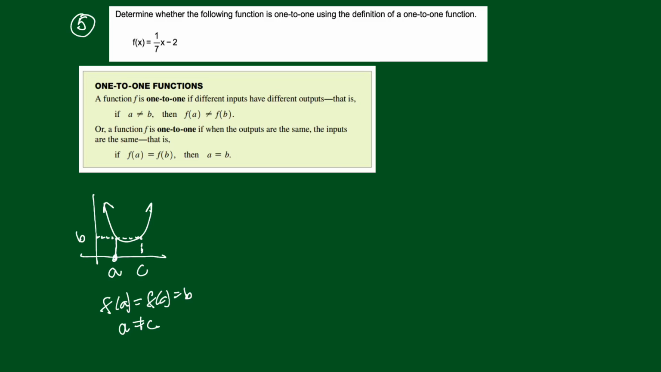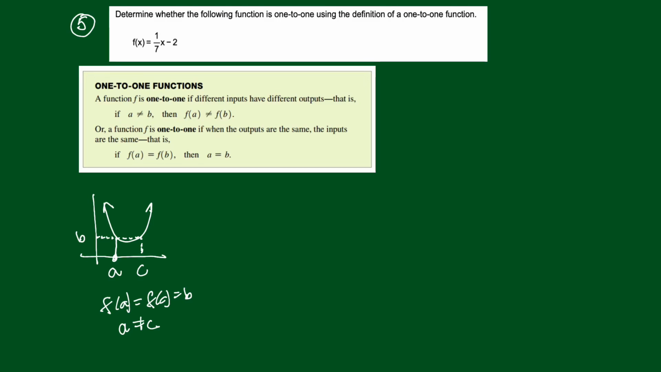Now the function being one-to-one means this. If you put in different inputs, you have to get different outputs. Now here's one where I put in different inputs, but I get the same output. So this is not one-to-one. And you can see that if you get the output b, that can be produced by two different inputs.